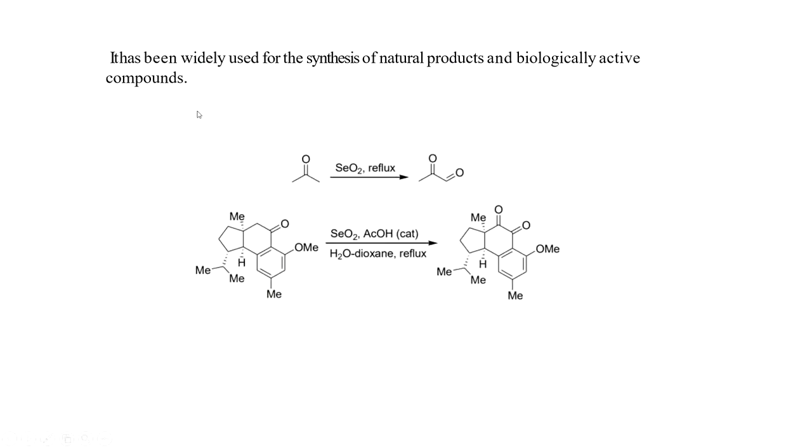Okay. The oxidation of the active methylene group by selenium dioxide has been widely used for the synthesis of natural products and biologically active compounds. You can see it is the active methylene group in this compound, and this active methylene, this CH2 group, gets oxidized to a C=O group in this biologically active compound or natural product. Okay.